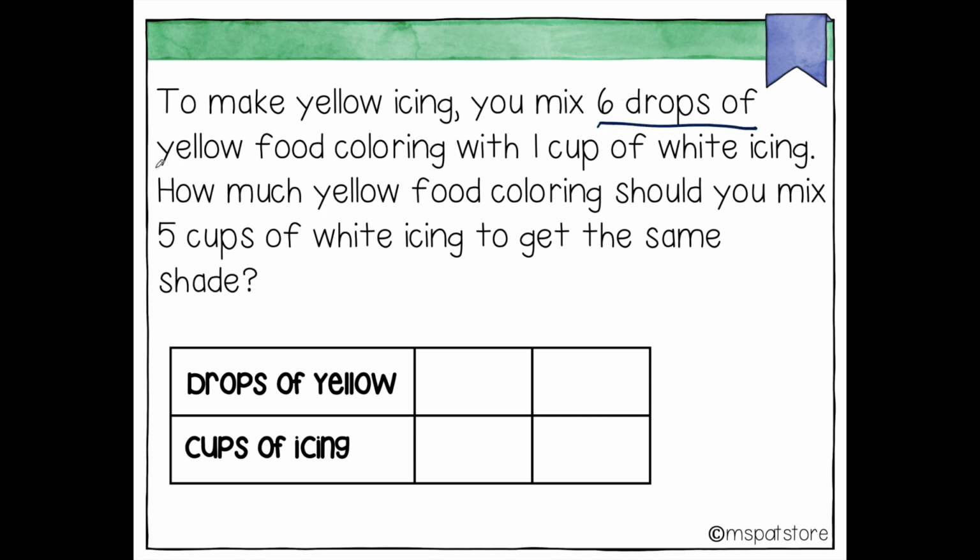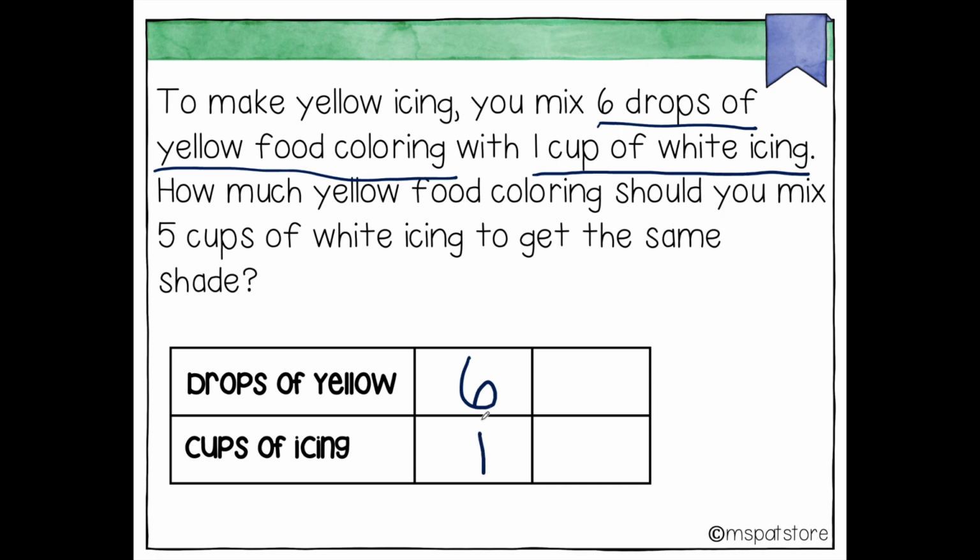6 drops of yellow food coloring with 1 cup of white icing. How much yellow food coloring should you mix with 5 cups of white icing to get the same shade? They said that I have 6 drops of yellow food coloring, so I'm going to write a 6 here, with 1 cup of white icing.